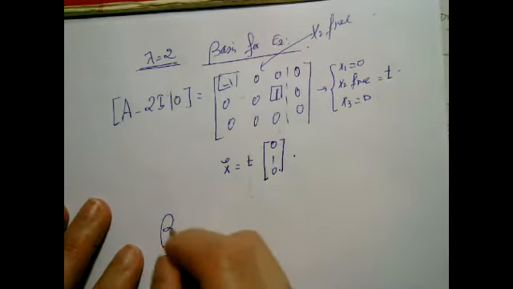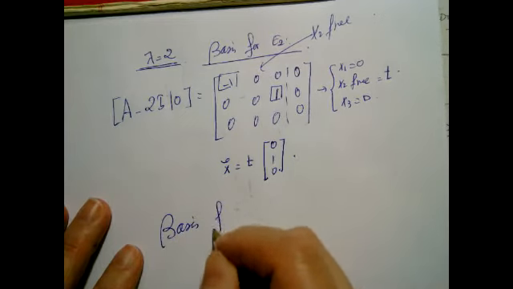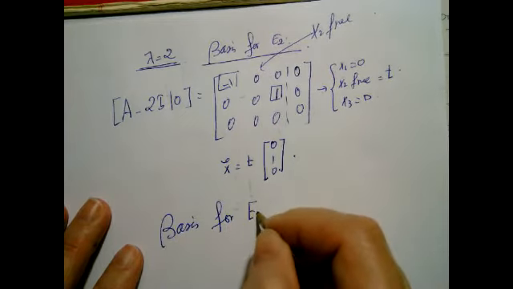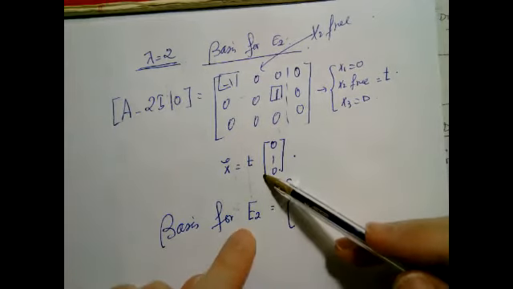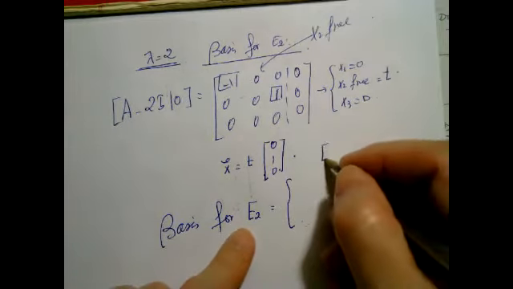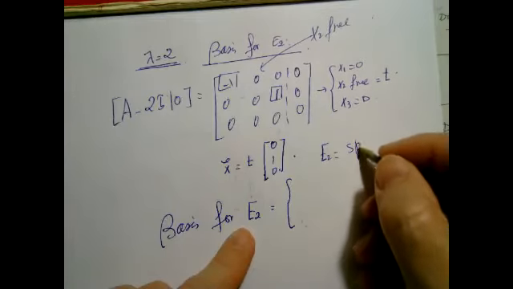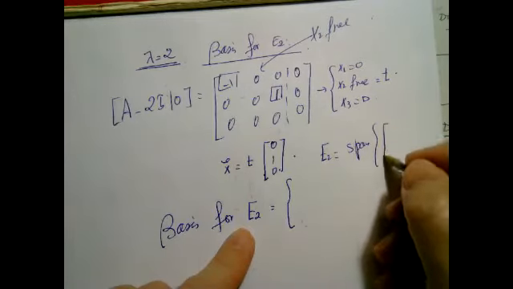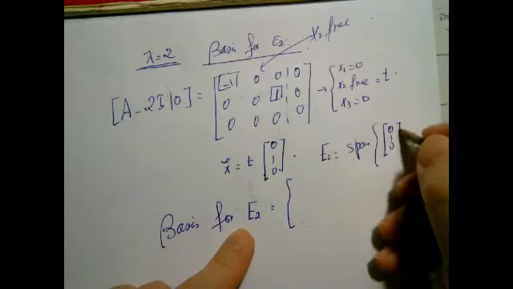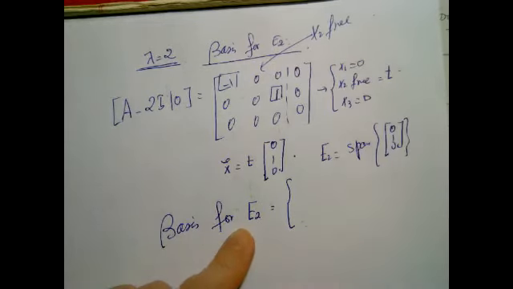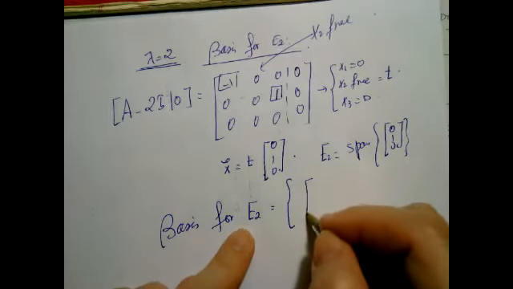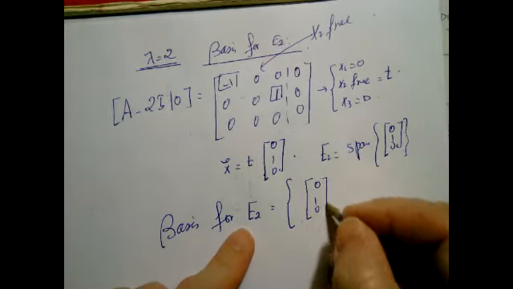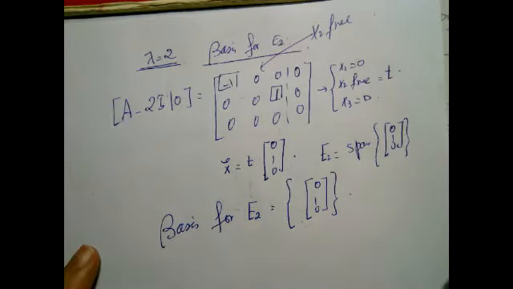So a basis for E2. E2 is all the eigenvectors. So it means that E2 is nothing more than the span of this one vector, because these are all possible eigenvectors that correspond to lambda equal to 2. Each one of them is a scalar multiple of that. So I have 0, 1, 0. That's a basis for it.